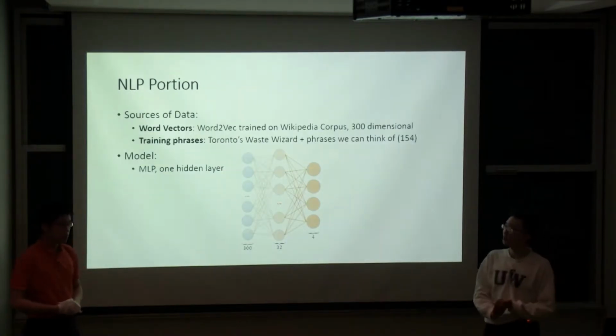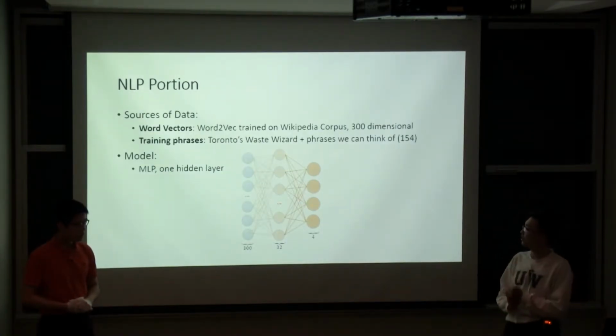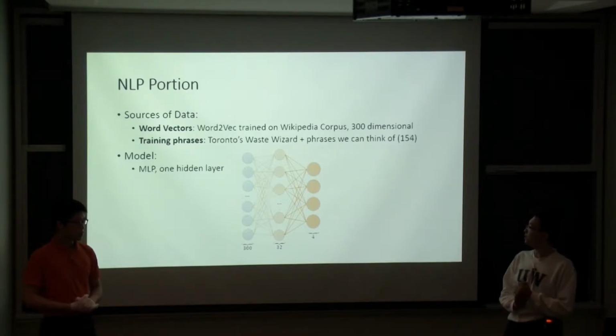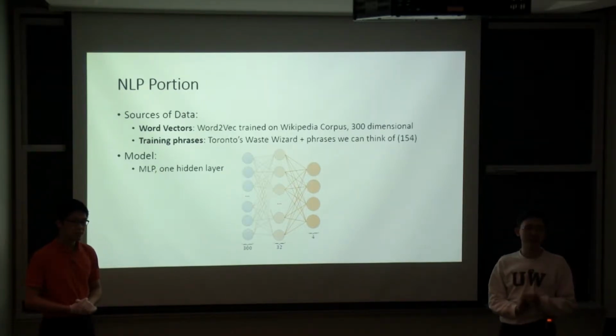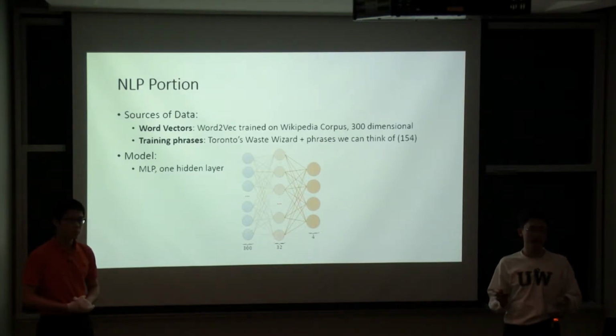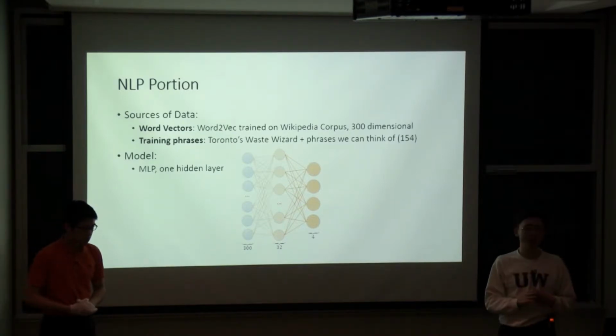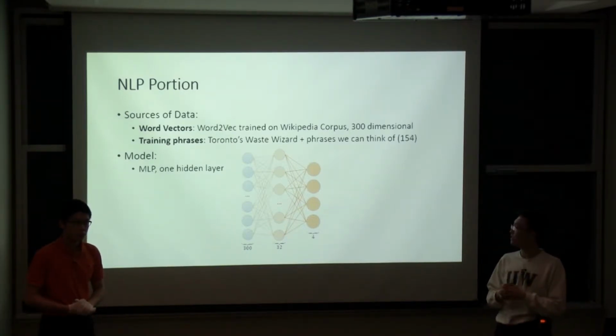Okay, and now for the NLP portion, we've also trained a neural network for this portion. The training phrases, we got them from Toronto's Waste Wizard, which is an online list of common household items. We filtered the list to exclude items that are unlikely to be found in the school. And we also added phrases that we thought people might say to our machine.